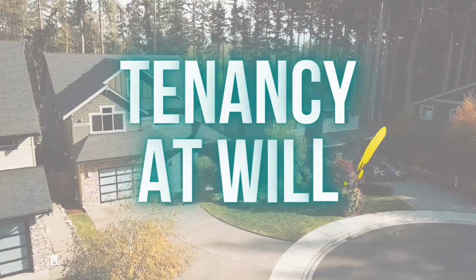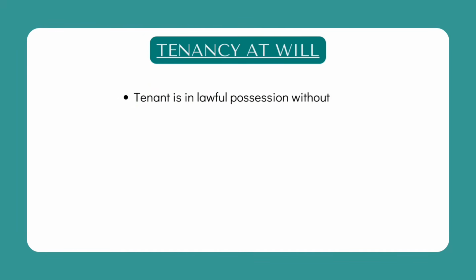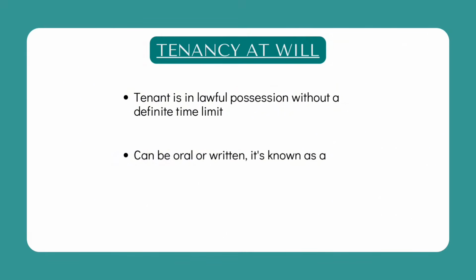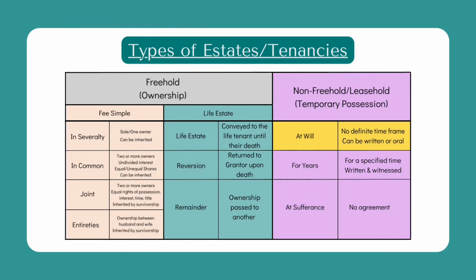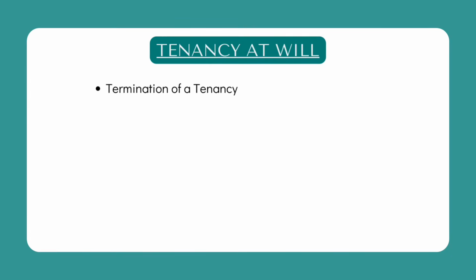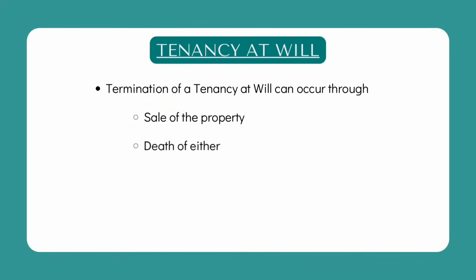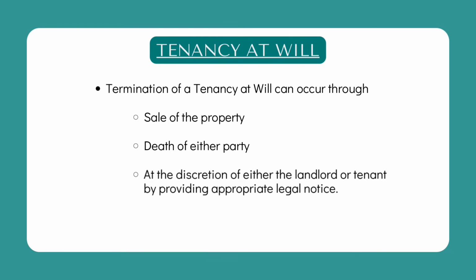Let's begin with tenancy at will. This type involves the tenant being in lawful possession without a definite time limit for termination. Whether oral or written, it's known as a period-to-period tenancy. Keep in mind, all oral leases fall under tenancies at will. Termination can occur through the sale of the property, the death of either party, or at the discretion of either the landlord or tenant by providing appropriate legal notice.